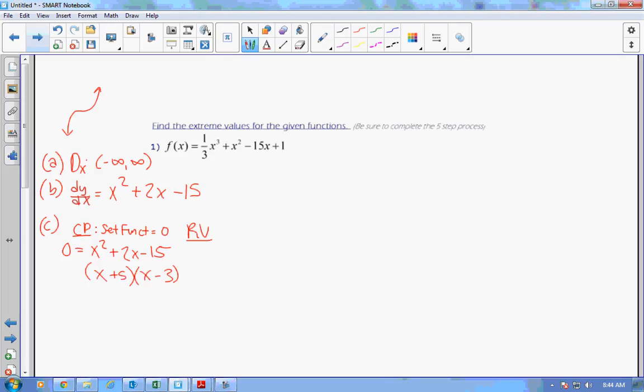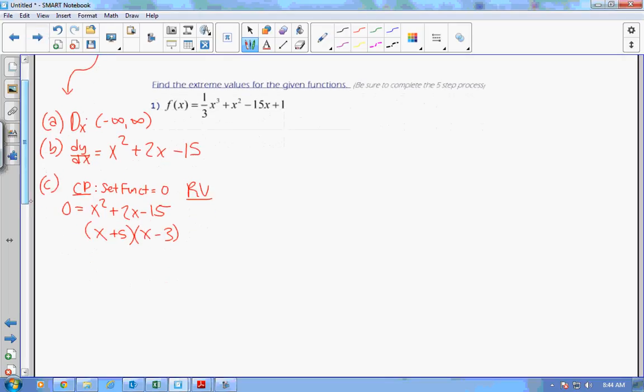So remember, these are factors, they're not the solutions. For the solutions, you use the zero property, and you set them equal to 0 individually. So we have our critical points at x equals negative 5 and x equals, it needs to be positive 3, not negative 3. Restricted values happen when we have any points that are undefined, such as denominators being 0. Do we have any issue with that? So that's none.